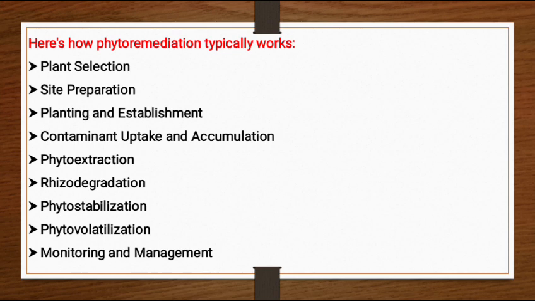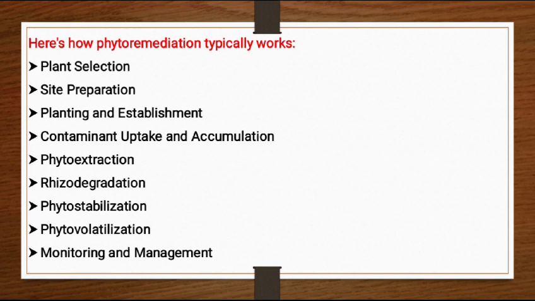First one is selection of plant. The first step is selection of plant species or cultivars that are well suited for a specific contaminant and site conditions. Certain plant species have a natural tolerance, uptake and accumulation mechanisms for specific contaminants, making them suitable candidates for phytoremediation. So we have to choose the particular plant species for a particular contaminant.